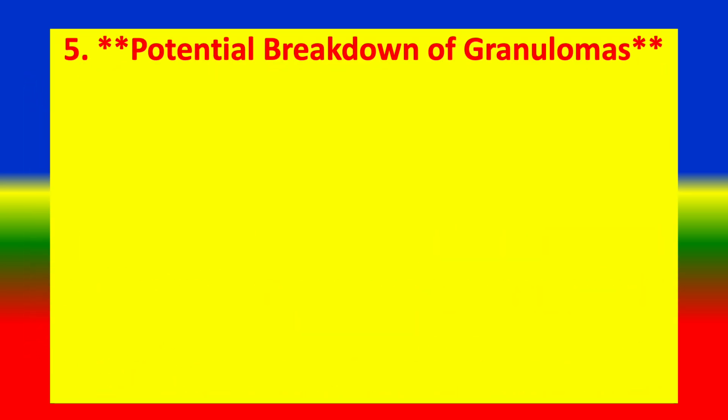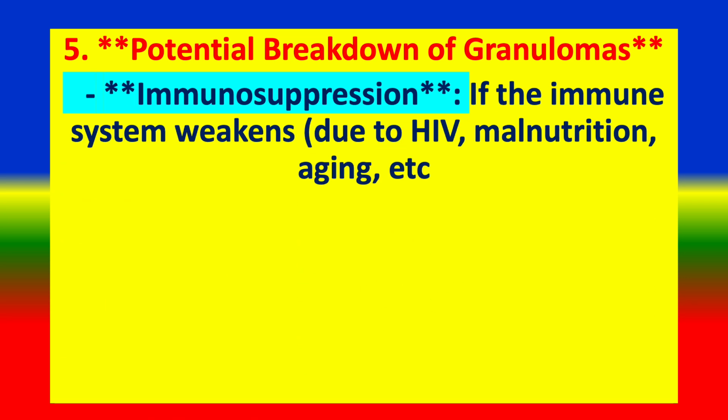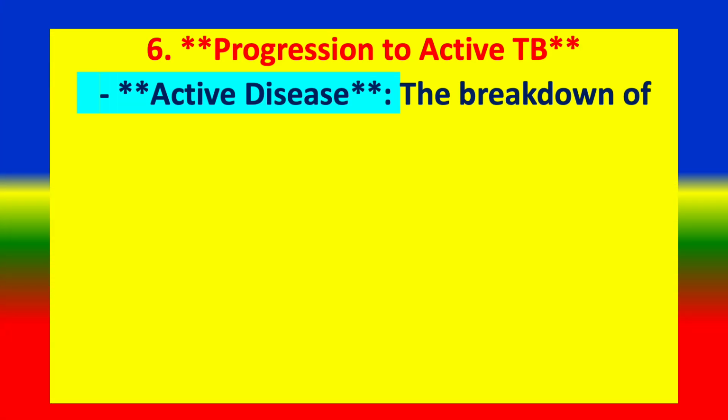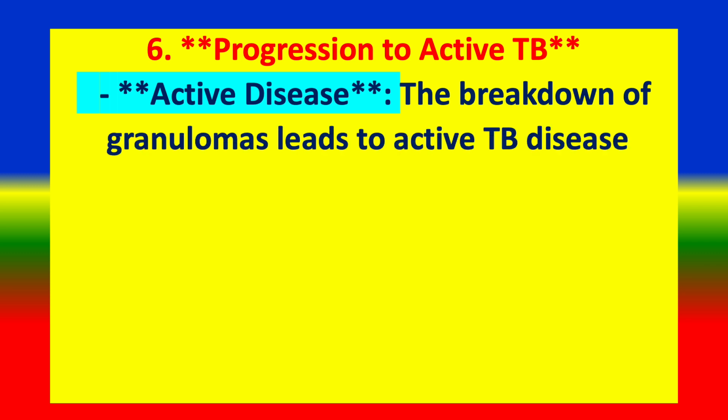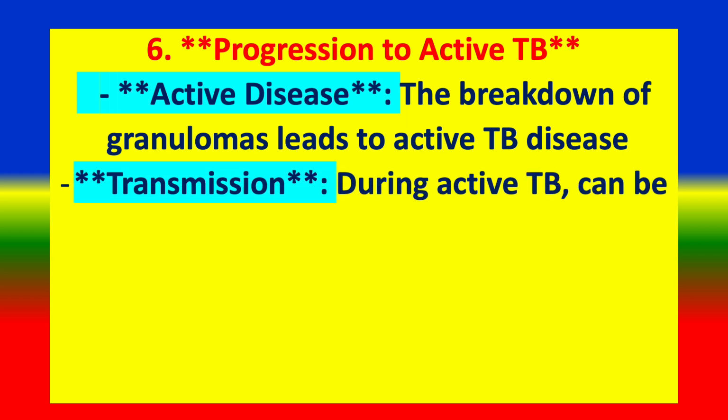5. Potential breakdown of granulomas, immunosuppression. If the immune system weakens due to HIV, malnutrition, aging, etc. 6. Progression to active TB, active disease. The breakdown of granulomas leads to active TB disease. Transmission: during active TB, it can be transmitted to others.